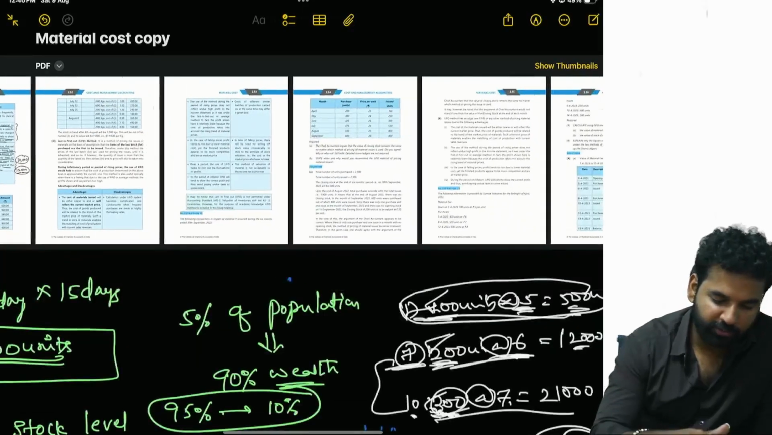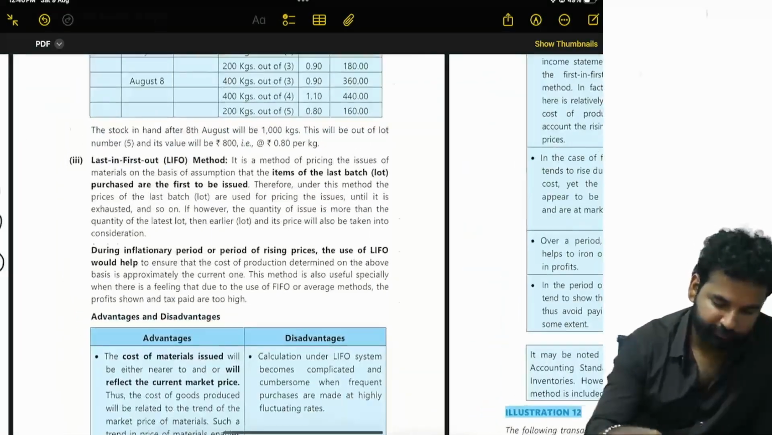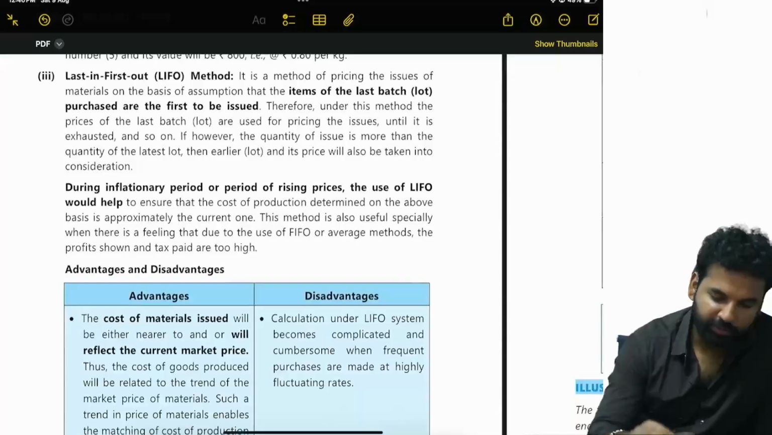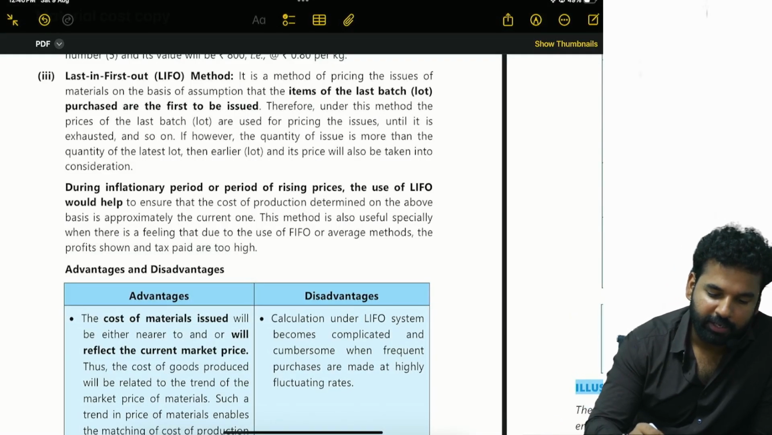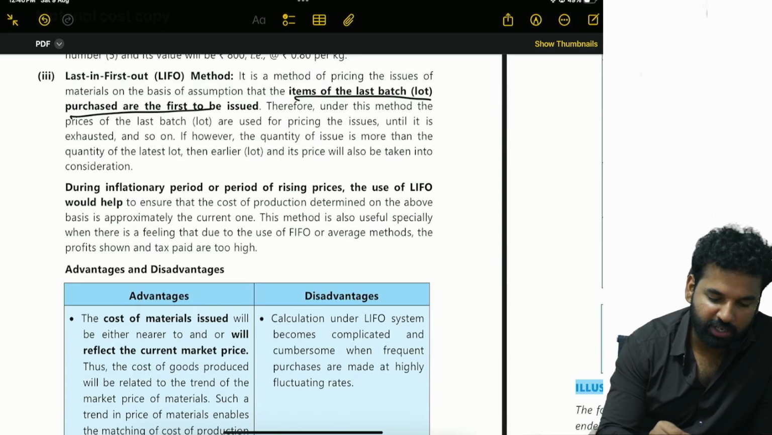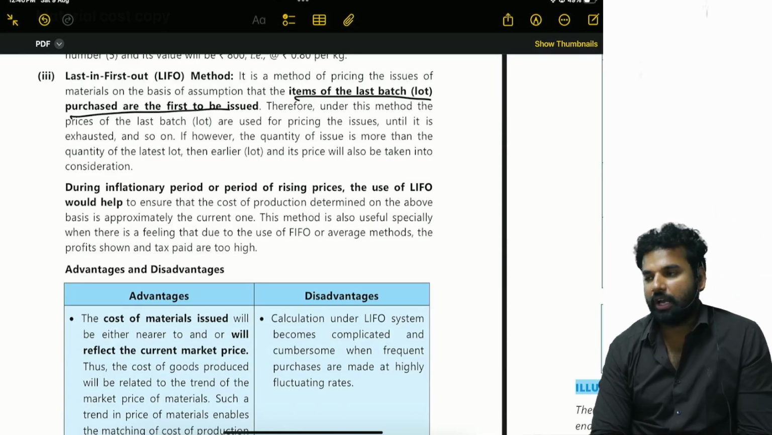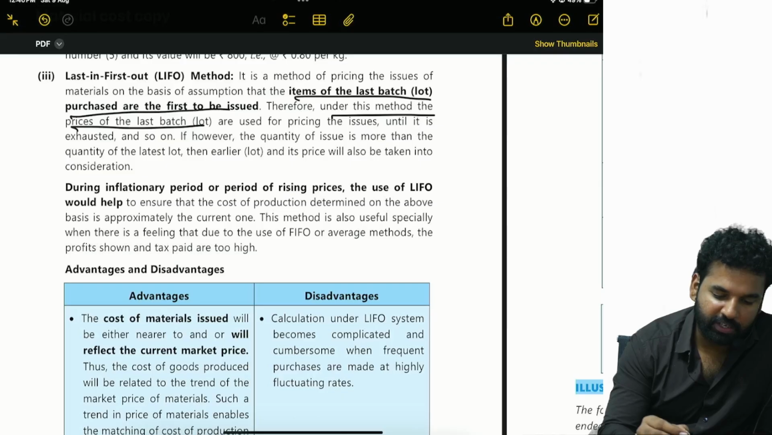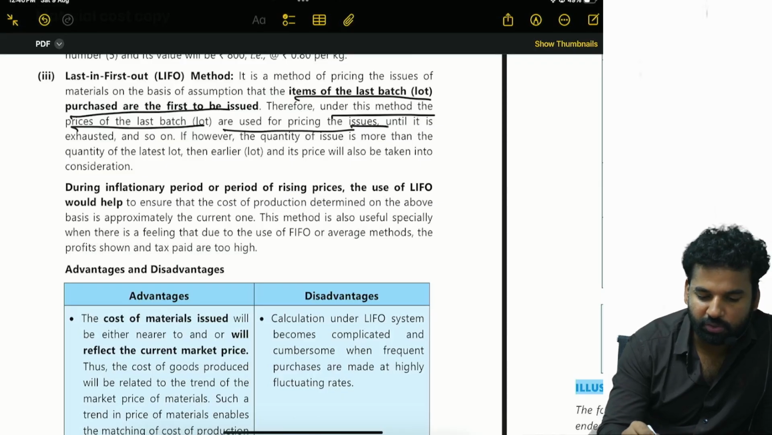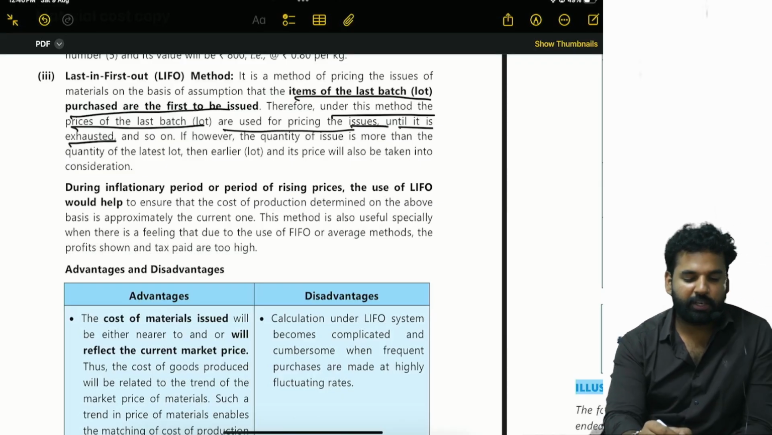Right. Next, LIFO method. It is the method of pricing the issues of the materials on the basis of the assumption that items of the last batch purchased are first to be issued. Last batch has to be issued first. So under this method, prices of the last batch are used for pricing the issues until it is exhausted and so on.